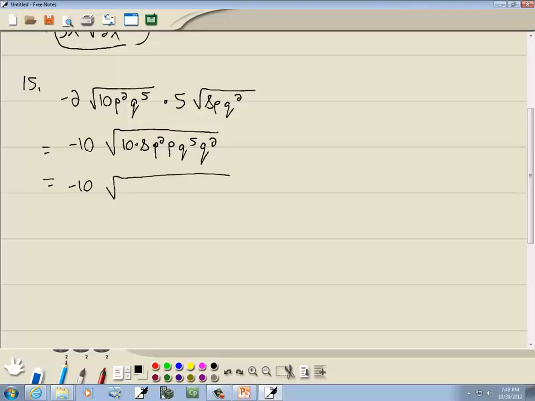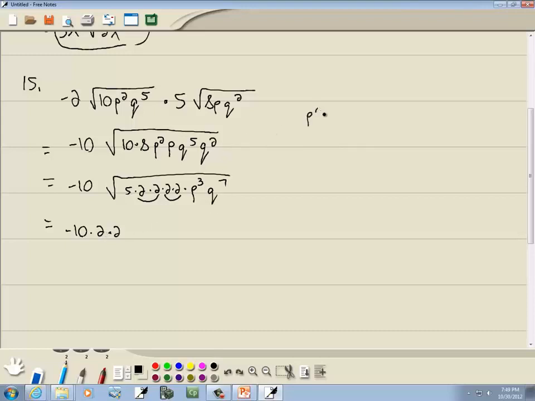Okay. I want to do the prime factorization. 10 is 5 times 2. 8 is 2 times 2 times 2. P squared times p gives us p to the third. Q to the 5th times q squared gives us q to the 7th. Now this is a square root, so we're looking for a pair of somethings. Here's a pair of 2's, that's going to come out. And here's a pair of 2's, that's going to come out. Now the first pair of 2's comes out as a single 2, the second one comes out as a single 2, and they're multiplied by what's already out in front.